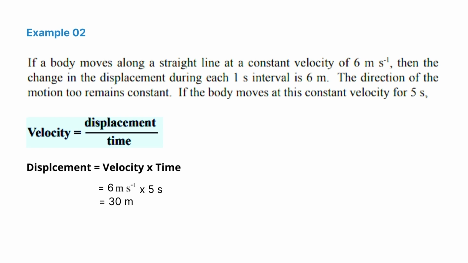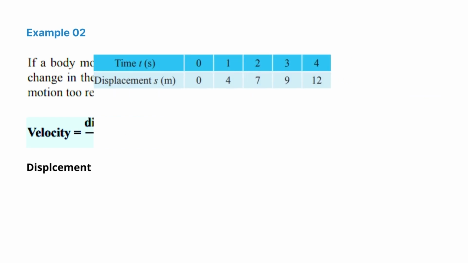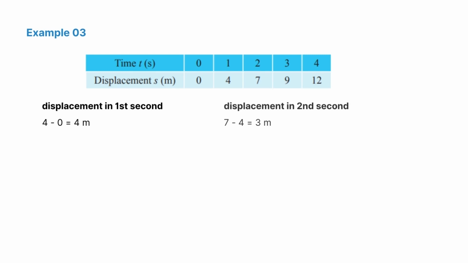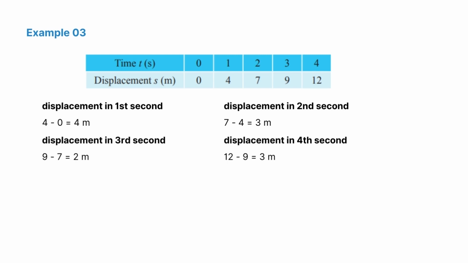Now we will look at how to calculate the mean velocity. The following table shows the displacement of another object moving on a straight line, as measured during each 1 second time interval. The displacement of this object is 4 meters in the first second, 3 meters in the second, and 2 meters in the third second. As the displacement is not the same in every second, the velocity of the object is not uniform. On such occasions we can calculate the mean velocity.